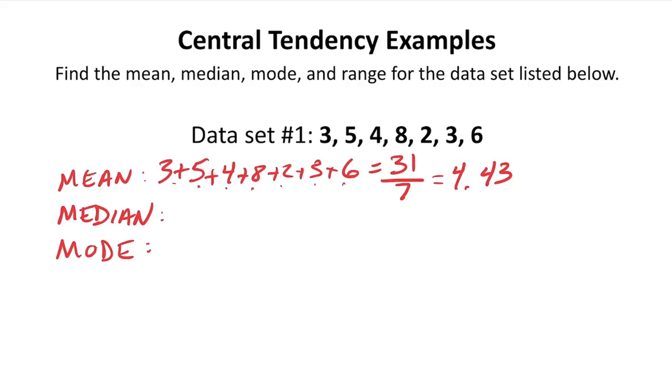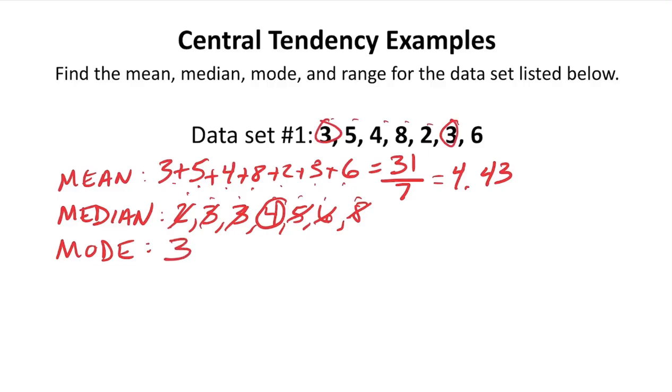The median, I'm going to put these in order. Let's see, the smallest number is 2. Then I have 2 3s, a 4, a 5, a 6, and an 8. 1, 2, 3, 4, 5, 6, 7. Yep, we have 7 numbers. So I'm just going to start marking off. I have an odd number, so I should end up with 1 in the middle. 4 is the median. And then mode, well, I got 2 3s. Nothing else repeats, so the mode is 3.